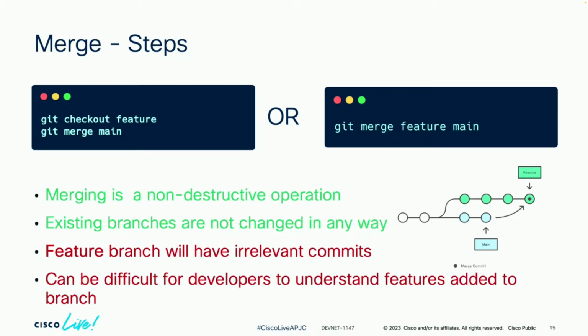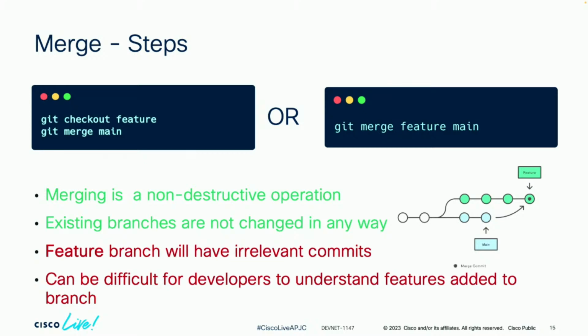Now you can be anywhere in Git, whether you're on main or on the feature branch, and simply use git merge feature into main. So that's going to basically take whatever's in feature and merge it into main. You don't have to actually move your pointer to that branch. Okay, so two ways of doing it, whichever you're comfortable with.